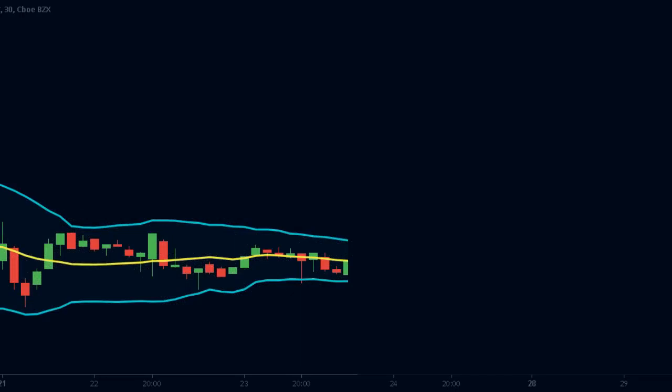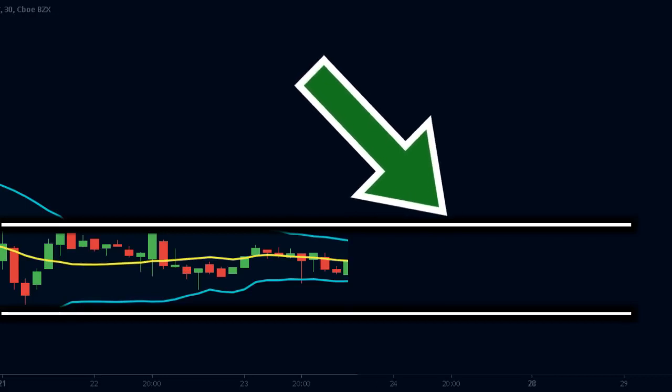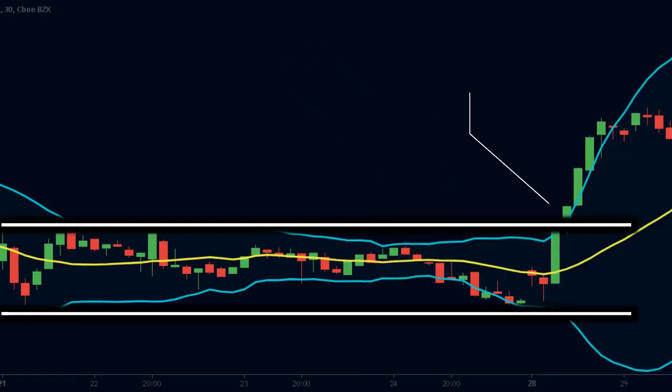In order to avoid those false signals, we will mark horizontal levels of support and resistance. This gives us a definitive area which the price must break in order to start a trend. So now, we will buy when the price breaks the resistance and closes above the upper band. Here is our entry. The price breaks the resistance as well as closes above the upper band.